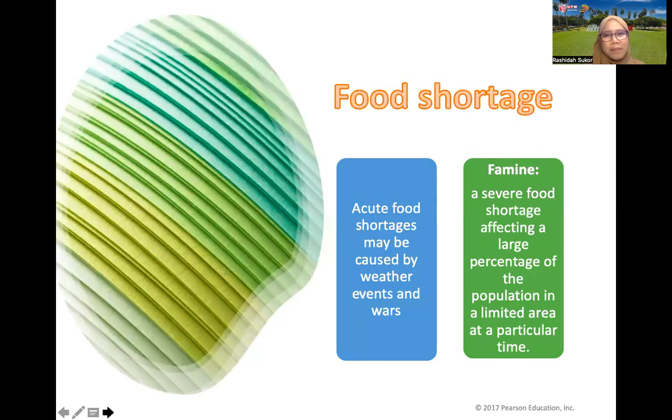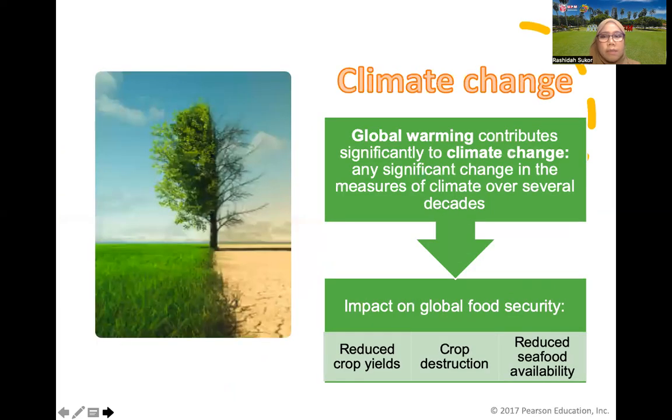And then we have the problem of food shortage. Acute food shortage may be caused by weather events and also war. This one is like a natural disaster, for example. So we will have problems where people cannot access the food, so we will have food shortage. And famine. Famine is an extreme hunger. Famine is a severe food shortage that affects a large percentage of the population in a limited area at a particular time.